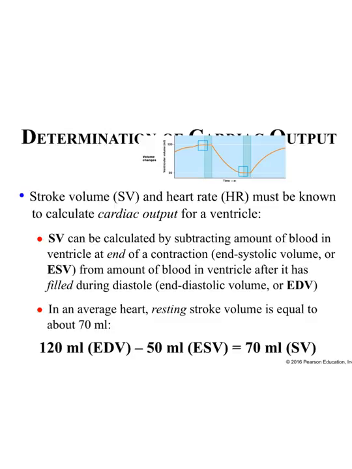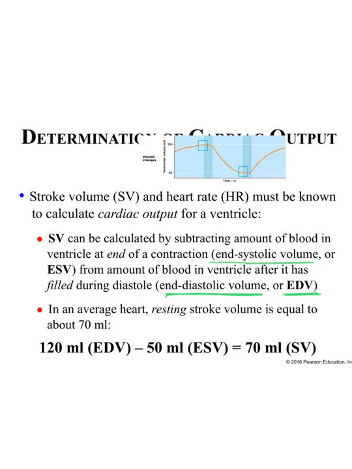Okay, so to determine cardiac output, again, we need to figure out stroke volume. We can figure out stroke volume, which is the amount of blood ejected per beat, by taking the amount of blood at the end of the contraction and subtracting that ESV from your EDV, the amount of blood that's at the end of the relaxation, which of course is before it contracts. In the average heart, the resting stroke volume typically is about 70 milliliters. And again, that's per beat.